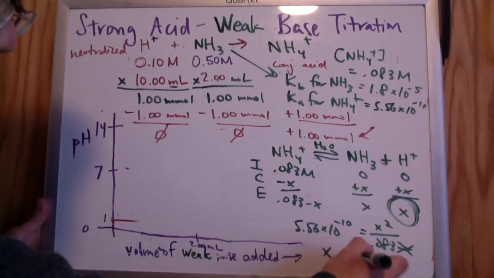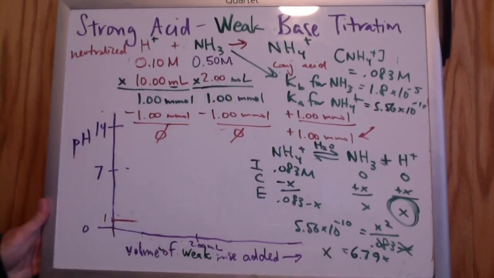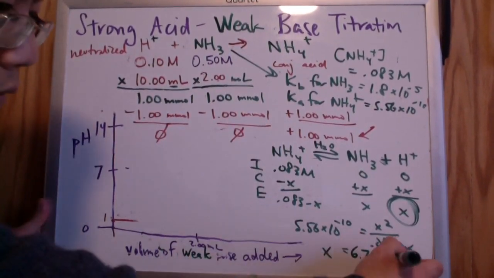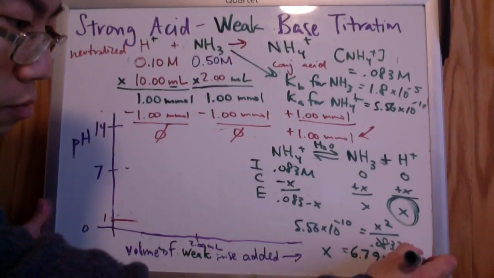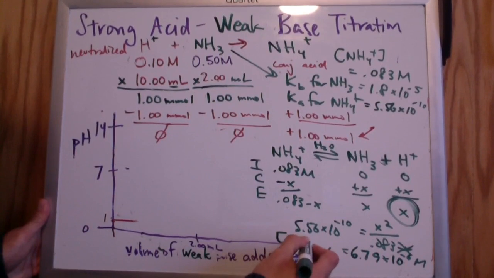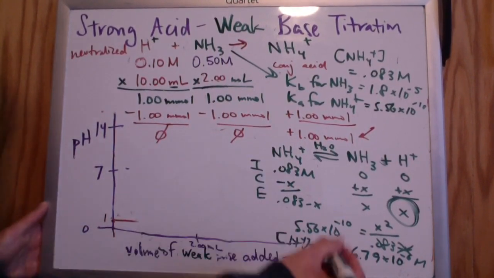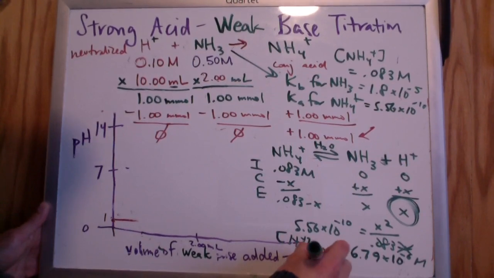X would equal 6.79 times 10 to the negative 6 power. And that would be the molarity of H plus. And then from that, you can negative log that to get the pH. And the pH would equal 5.17.